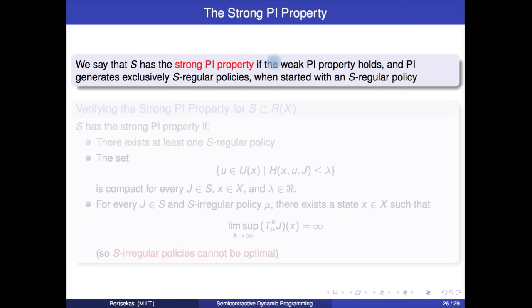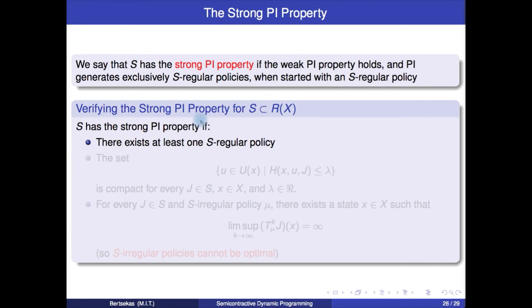Let us say that S has the strong PI property if policy iteration, when started from an S regular policy, will generate exclusively S regular policies. And also if the weak PI property holds, so that there exists at least one sequence of regular policies that can be generated by PI. So observe the difference between the strong PI property and the weak PI property. In the strong PI property, we assume that all sequences that can be generated by PI, starting from a regular policy, are all regular. In the weak PI property, we assume that there exists some sequence of regular policies that can be generated by PI.